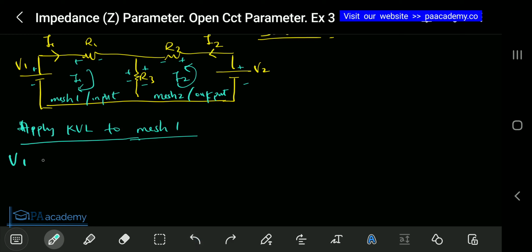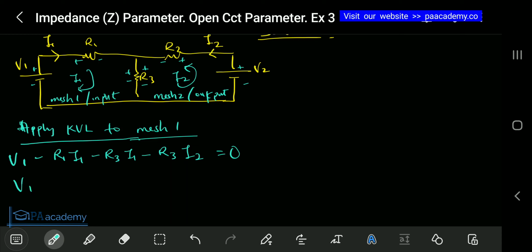So that'll be minus R1 I1. Exactly, because we don't know what R1 is. So now let's come over to R3. So from positive to negative, so we are going to be having minus R3 I1, and then from positive to negative due to current I2. So that would be minus R3 I2. So that is all the elements or the components we can find in mesh 1. So that's equals to 0.